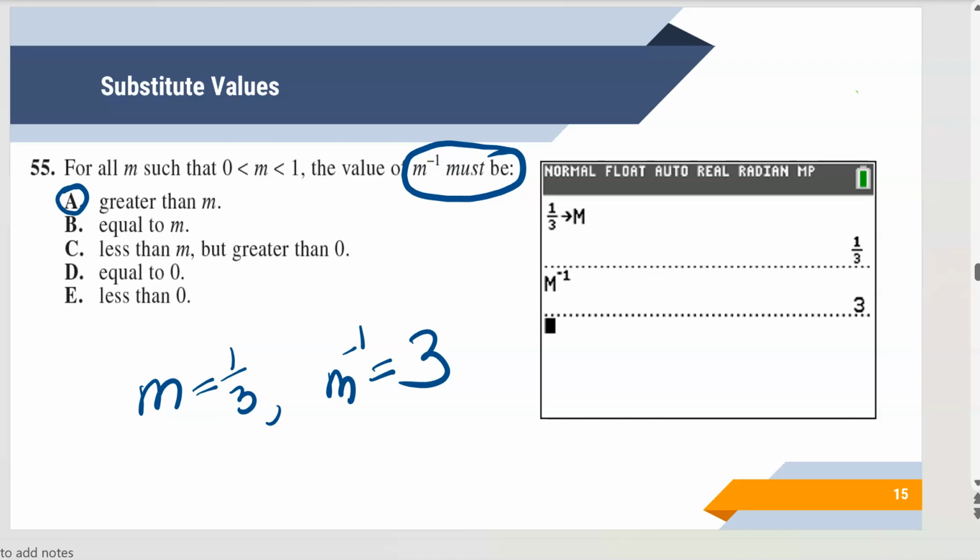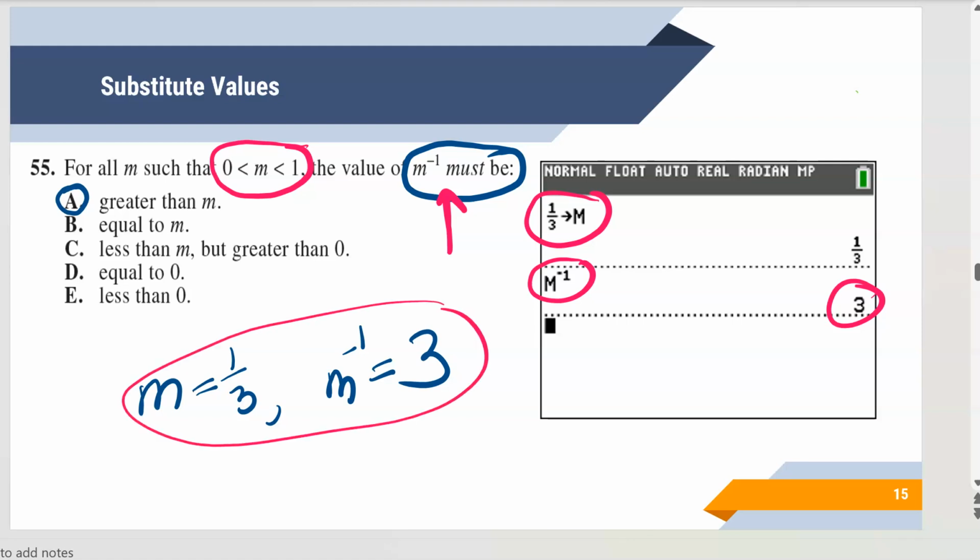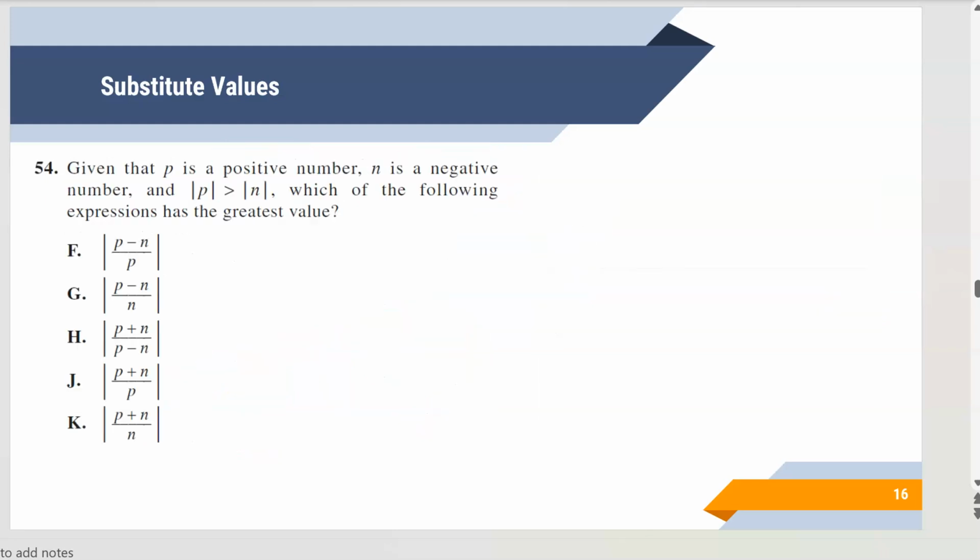Okay, so on this one, we were told that m had to be between 0 and 1. So I chose m to be 1/3. Then it asked, hey, what is the inverse of m? So I used my calculator, and I got 3. So here's my two pieces. If m is 1/3, the inverse is 3, and so the inverse is greater. It's choice A. Okay, here's another one for you to do.